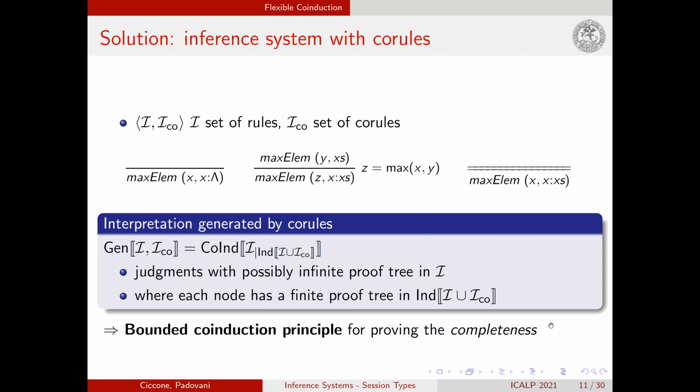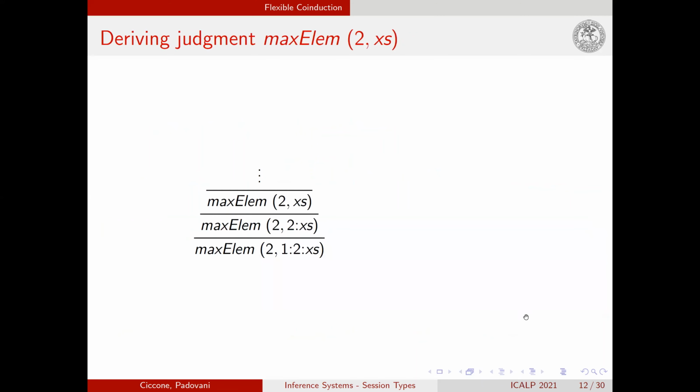Coming back to the max example, assuming that we want to derive a judgment like 2 is the maximum of the infinite list 1, 2, 1, 2, and so on. Here on the left, we can see an infinite proof tree in the coinductive interpretation. In fact, we apply the rule infinite times. Here on the right, we can find an example of a finite proof tree in the inductive interpretation of the whole inference system. In fact, we apply the rule once, and then we apply the coaxiom.